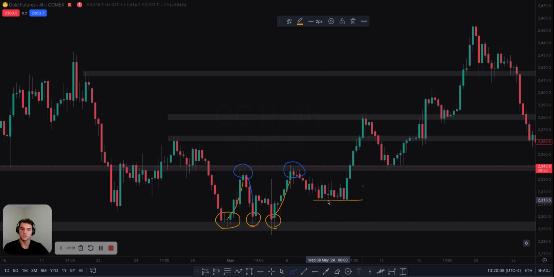So support is a level where price holds, usually coming from a downtrend or some down movement. It will hold like a floor. So when price tries to break below this floor, you don't have a floor anymore. But what happens is, let's just use this right here as an example on the left.